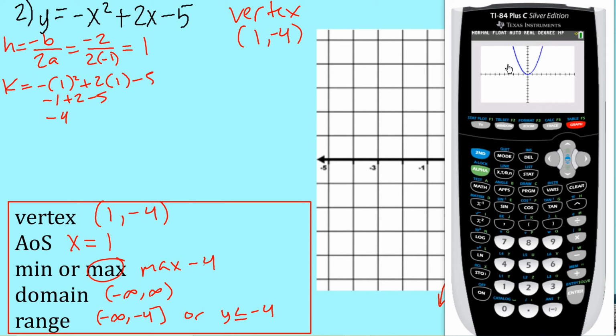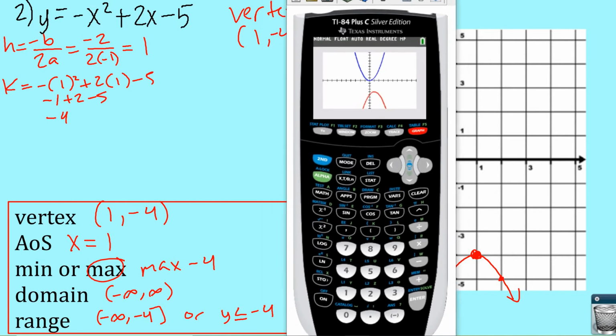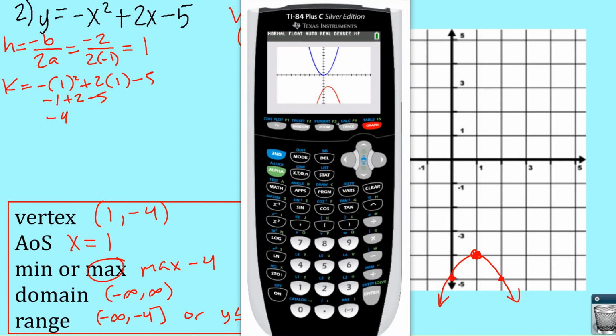So the blue, again, is my parent function. And the red graph that's coming up, there we go, is my new function. Okay. So that looks about right. Okay, so if I want to trace it, again, scroll down to get to the right one, that my red one is the right one. As you can see, I can press in 1, and I get negative 4, which was my vertex.